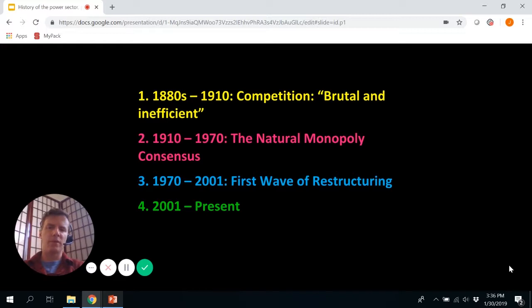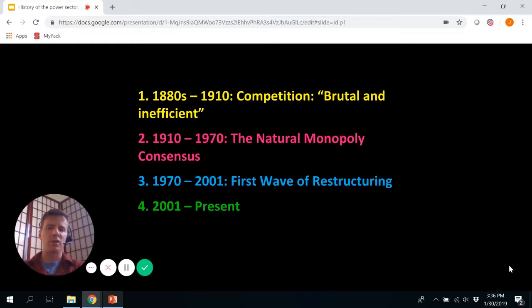The second period was 1910 to 1970, the natural monopoly consensus. This was a very long period over which the structure and the business model of the electric power industry really didn't change. And it ended in the 1970s for a couple of reasons that we'll discuss. And from 1970 to the early 2000s, we had the first wave of restructuring.